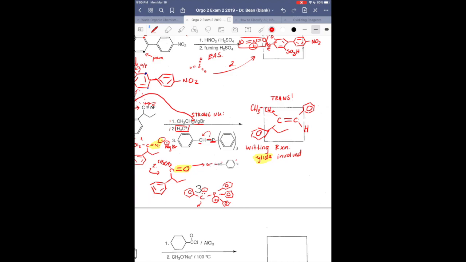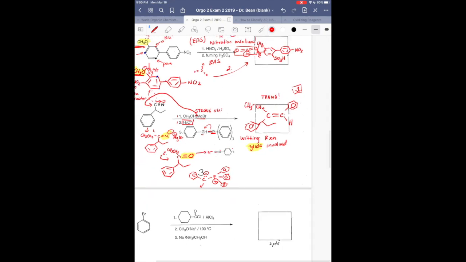Okay, it is more favorable to be in the trans orientation, right? It's more stable, that final product, so it's more likely to occur that way. So you want to make sure that you put it trans. You know, if not, you could get -1. Okay.